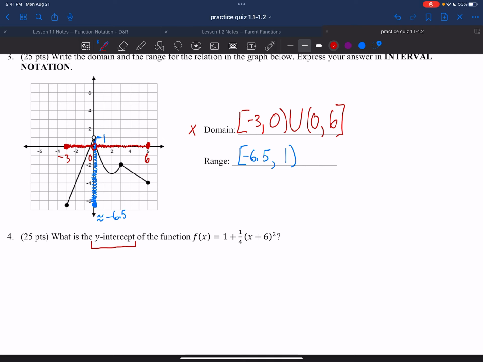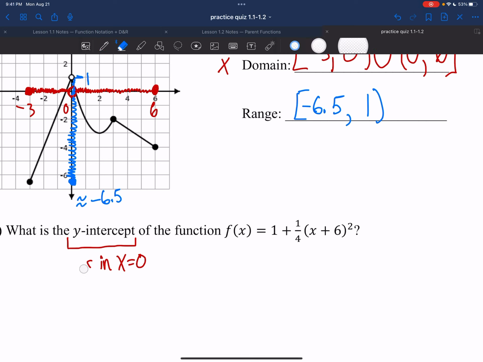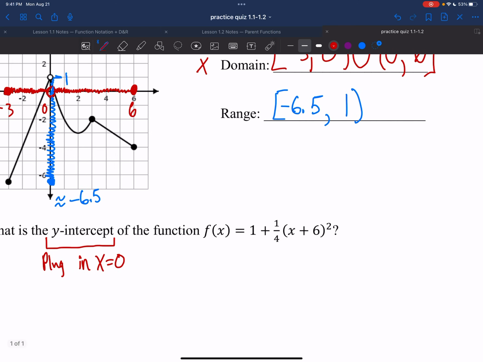The y-intercept of any function, plug in x equals 0. That's it. That's the answer. That's how you do that, all right? You want to know that because, man, that is a common question, right? We love y-intercepts. Those can be very helpful in things, okay? So I'm going to plug in x equals 0.